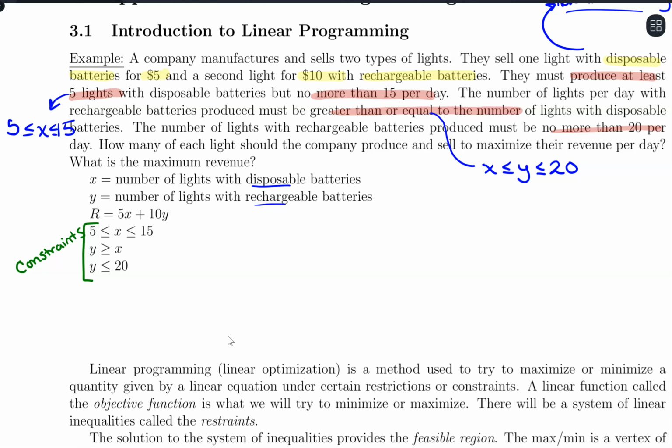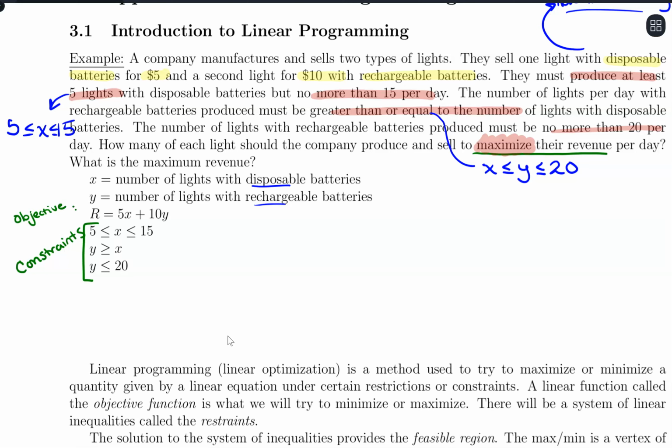But then let's look at the actual question that they're asking. So we want to know, how many of each light should the company produce and sell to maximize their revenue? So there's going to be wording in terms of minimizing or maximizing. So we want to maximize this revenue function, so this 5x plus 10y. This is called our objective function.